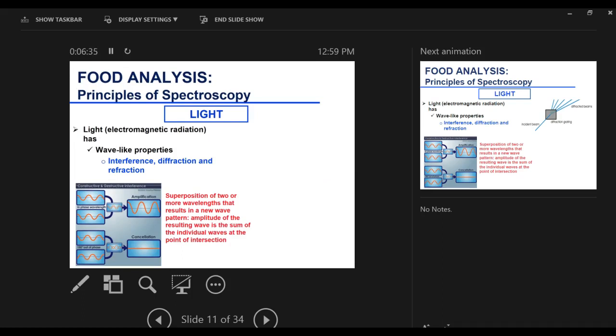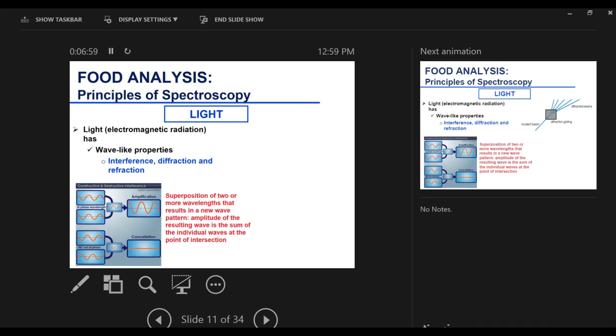Other properties, let's talk about them. So we have the interference, diffraction, and refraction. So interference is very important. I'll just introduce it here, and then when we get to IR, I'll explain how it's applied in the IR spectrophotometry.